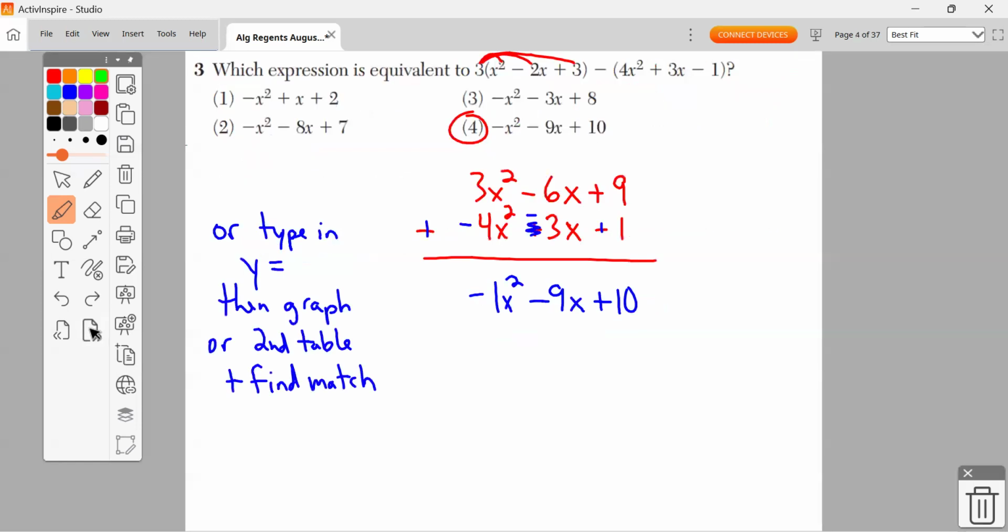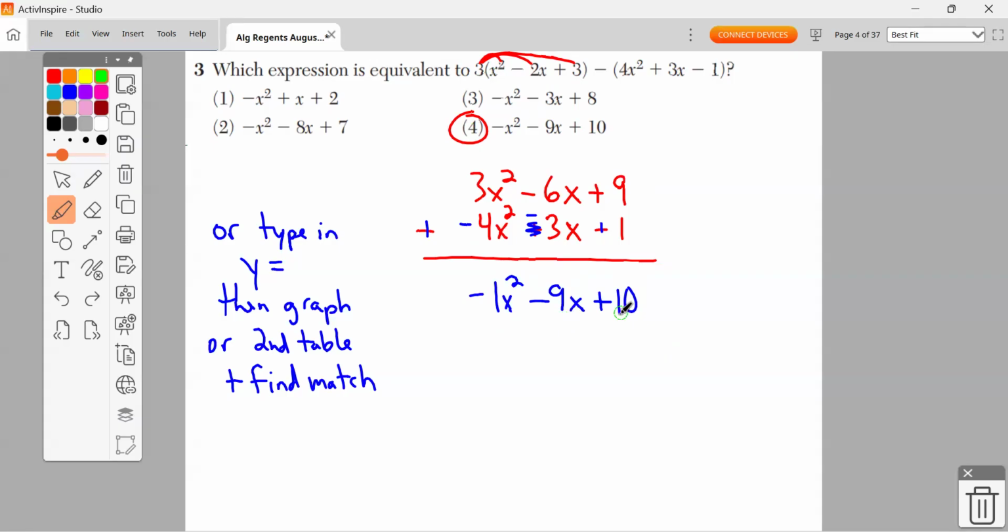In question number 3, which expression is equivalent or equal to that? Well, how they really want you to do it is to distribute so that you get 3x squared minus 6x plus 9, and then subtract the trinomial minus the trinomial. You can line them up, put your x squareds underneath your x squareds, your x's underneath your x's, your constants underneath your constants, change the minus sign to a plus sign, change all the signs in that second polynomial, and then add going down. When you do that, you get choice number 4, negative 1x minus 9x plus 10.